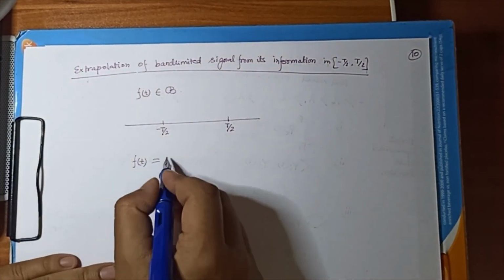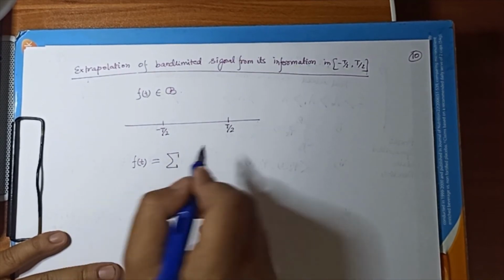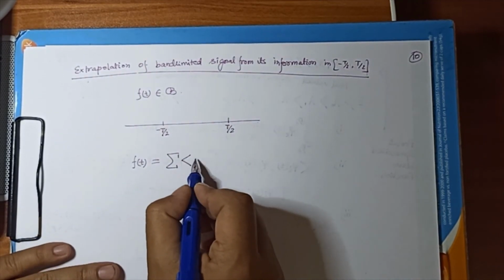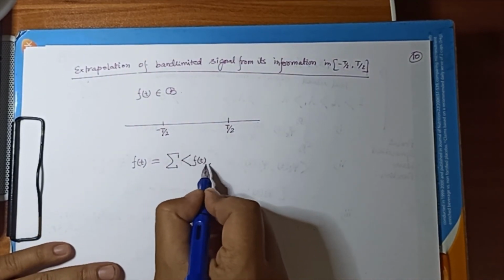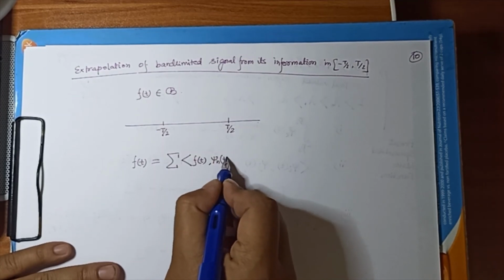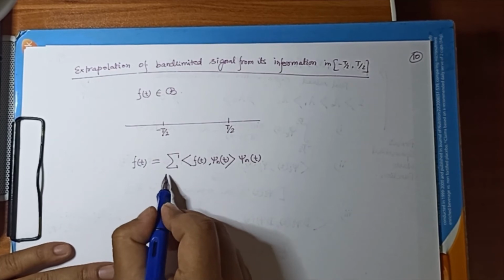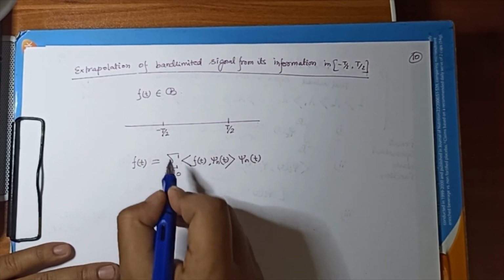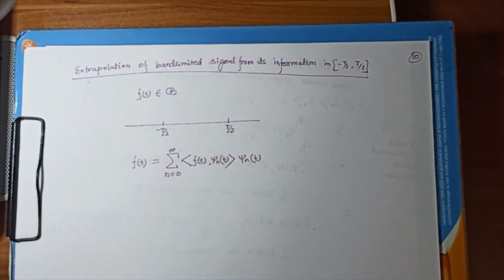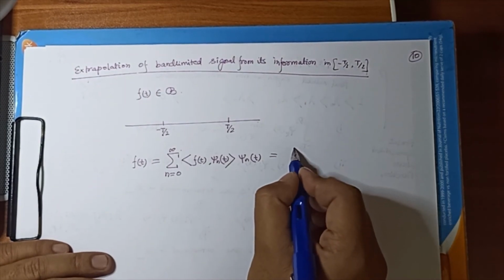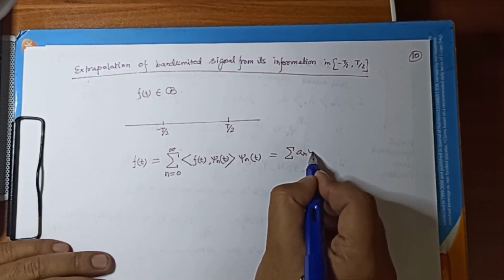So you can apply a Fourier series in this way: f(t) is the sum, n equal to 0 to infinity, of coefficients multiplied by those psi_n(t), the prolate spheroidal wave functions. And you can compute this, I can write it as a_n or something like that.